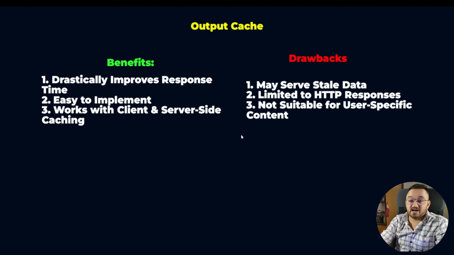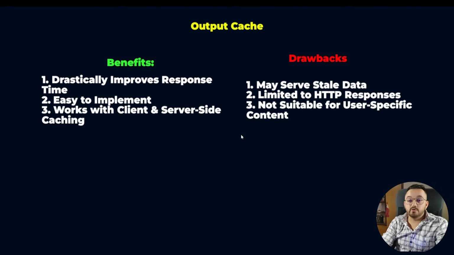The bad sides of output caching are that it may serve stale data. You can maybe see some stale data from a past request. Another one is that it is limited to HTTP responses, which means the complete HTTP response is cached. It's not just data, and it's not suitable for user-specific content. For example, if you have some user dashboard, this will not be a good solution without proper cache validation.